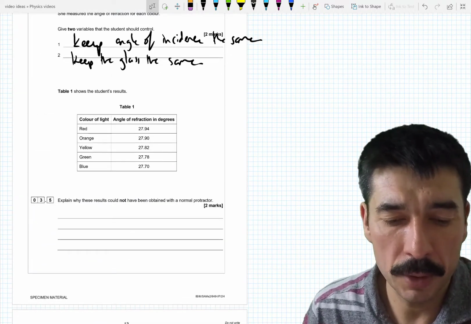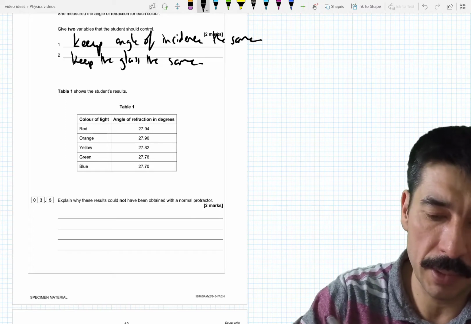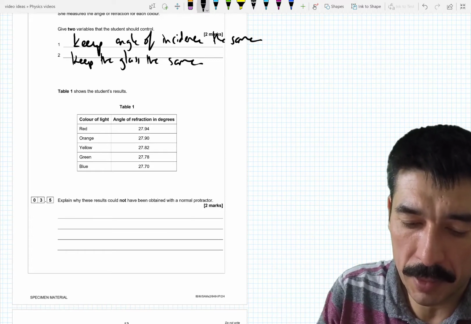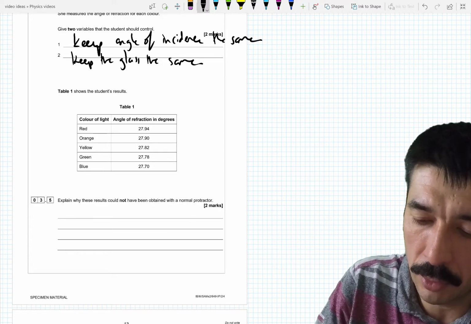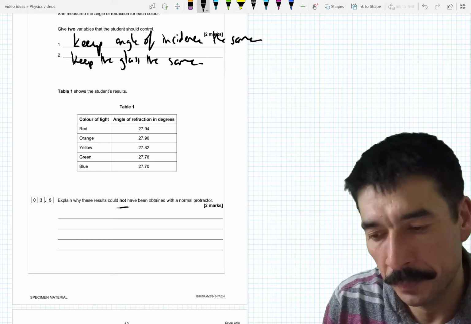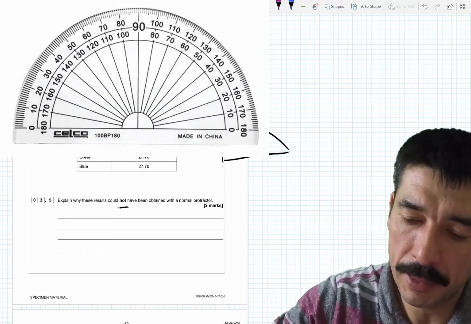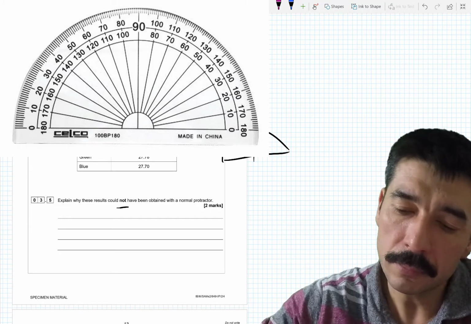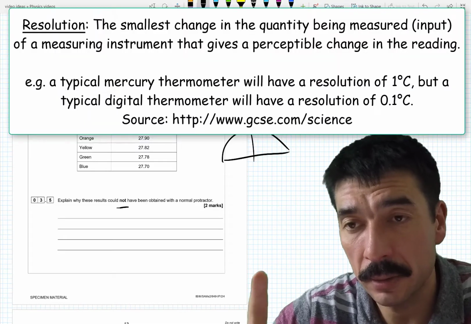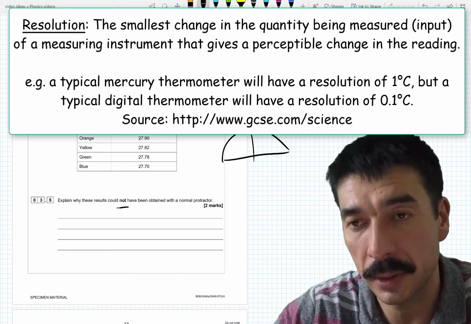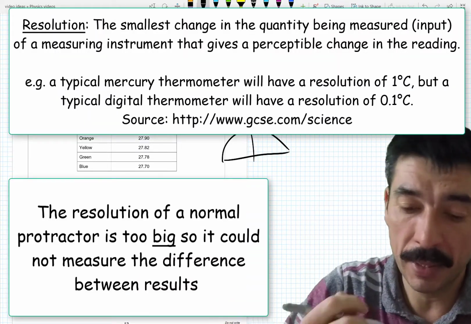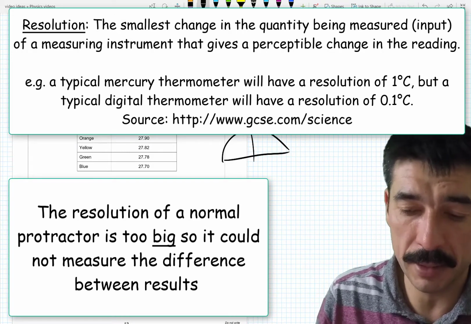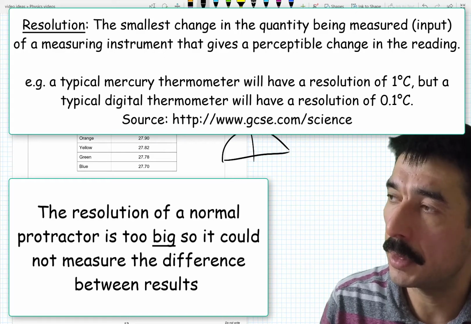So next bit, table 1 shows the students' results. They've tried all these different colours: red, orange, yellow, green, blue. These are the angles they get. Explain why these results could not have been obtained using a normal protractor. Well, a normal protractor has divisions on it, and usually you can only read to the nearest single degree, so you go 90, 91, 92, etc. Maybe you can get a half degree. But basically, the resolution is not high enough. The resolution of a normal protractor is too low.